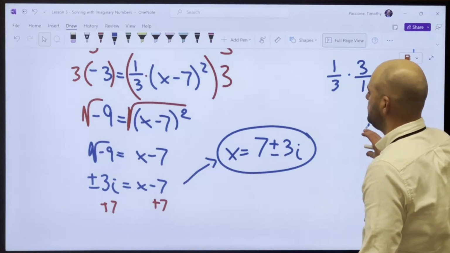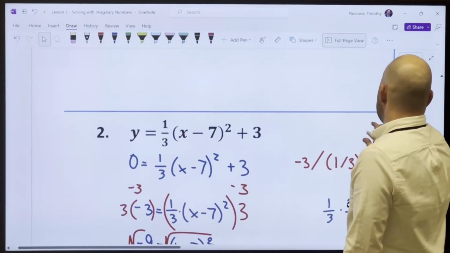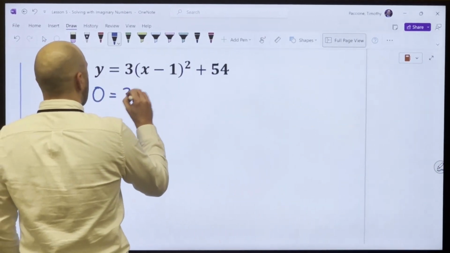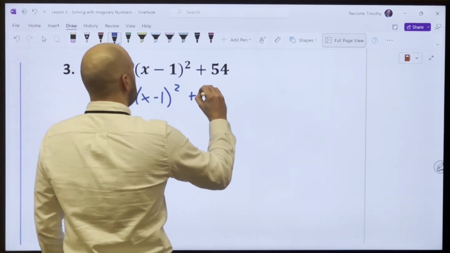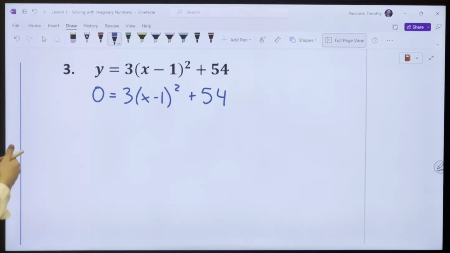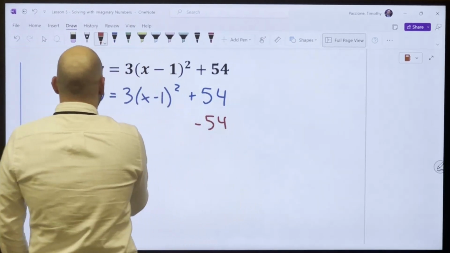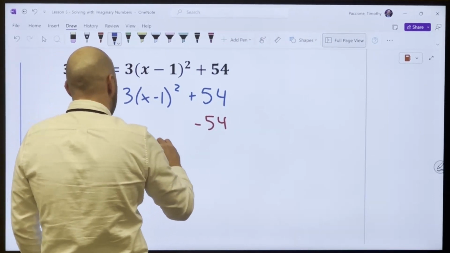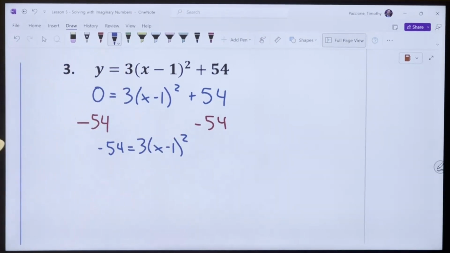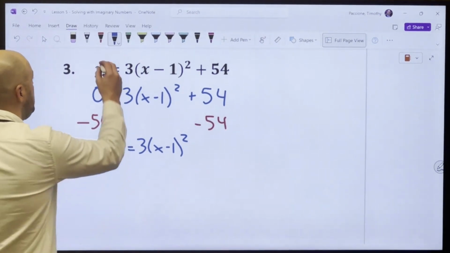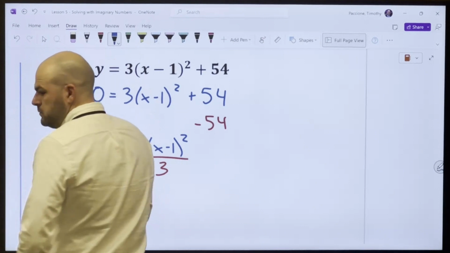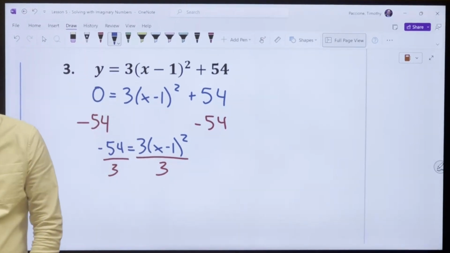All right, last one. All right, so here, again, we set it equal to 0. I isolate the square, so I move the 54, minus 54, minus 54. I get negative 54 equals 3 times x minus 1 squared. I still need to get rid of that 3. I can't distribute it, right? I cannot distribute this 3 with the squared, so I need to get rid of it. Divide by 3, divide by 3. We have about 5 minutes left. It's not time to pack up.